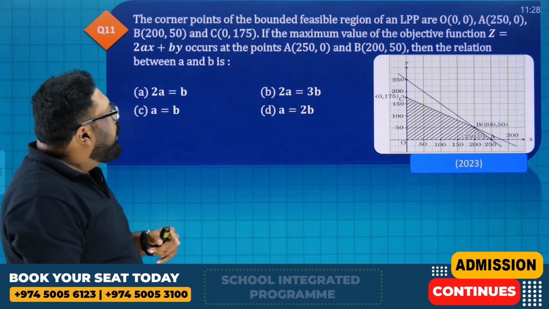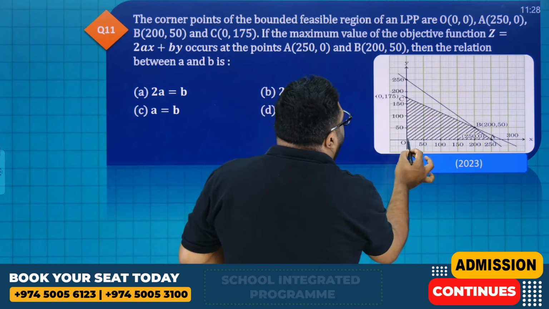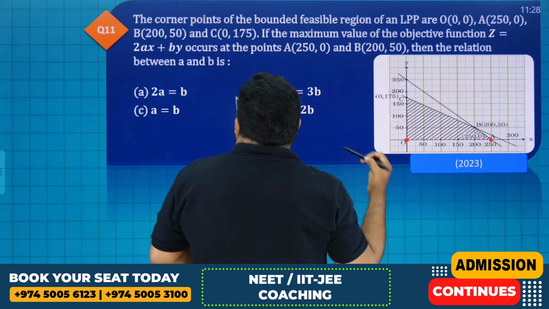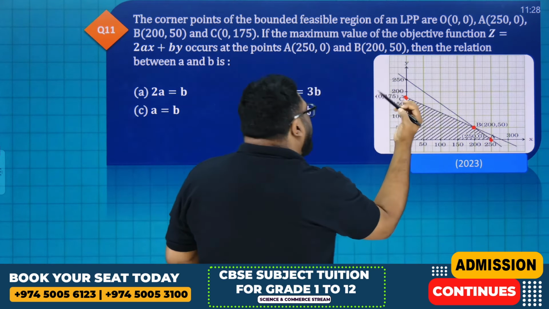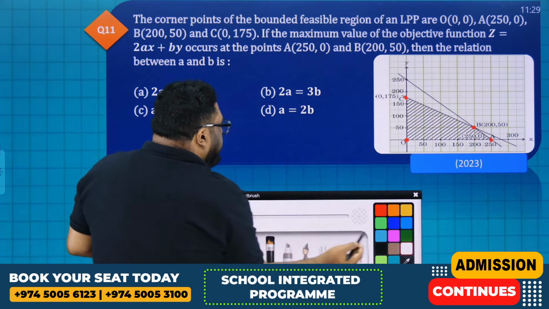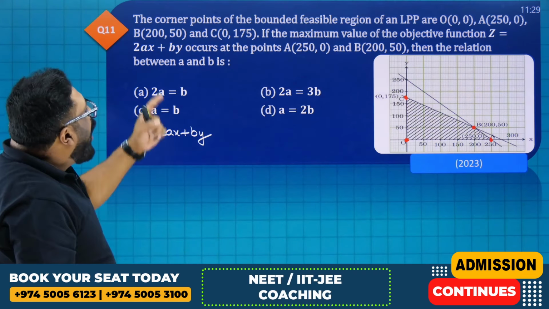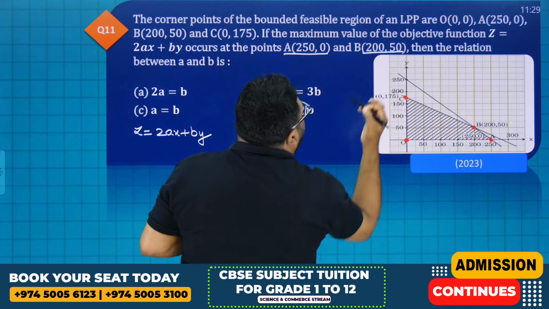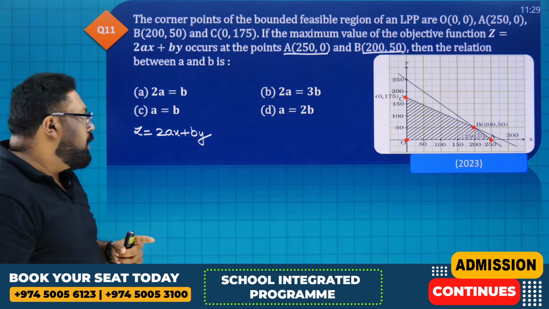The corner points of the bounded feasible region of an LPP. They are giving you the corner points. Very clearly, the corner point number 1 is 0, 0. A is 250, 0. B is 200, 50. And C, which is going to be 0, 175. All the corner points, 4 corner points are given to us. Z is equal to 2AX plus BY. Z is equal to 2AX plus BY occurs at the points 250, 0 and 200, 50. Both the corner points give me what? The maximum value of the objective function.